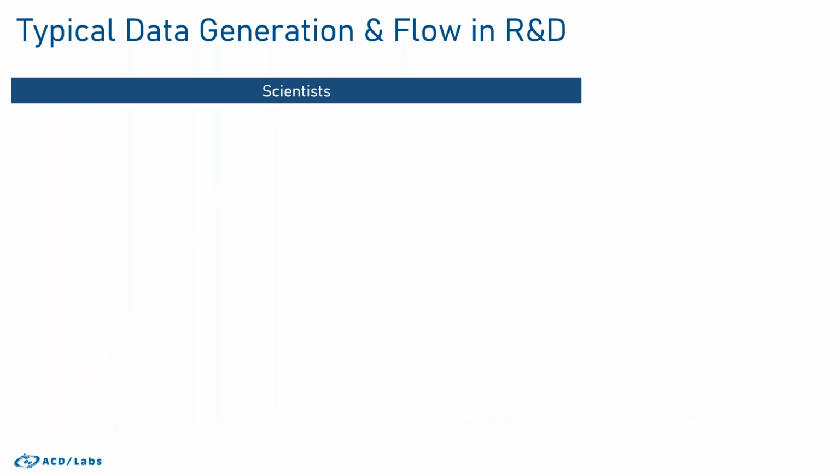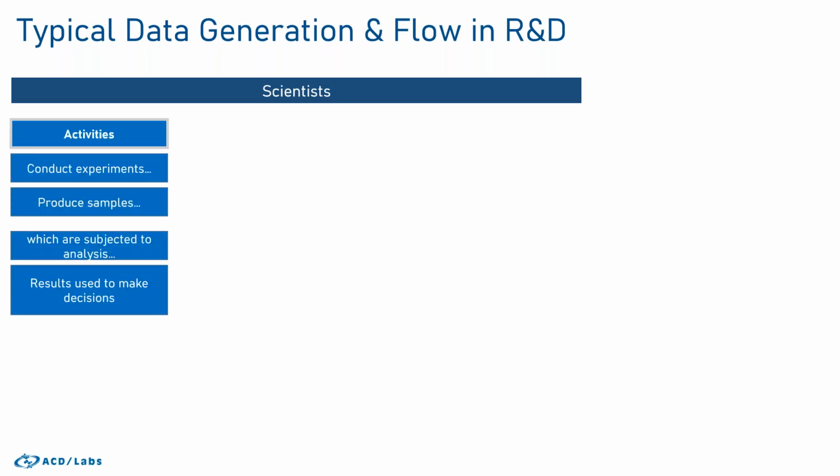So this is a typical day in the life of the scientists and their interaction with data and systems. So we have scientists in the lab that will design experiments, that will execute these experiments, they will produce samples from these experiments, and then they are subjected to some sort of analysis, and there are results that are created and generated, and these results are used to make further downstream decisions.